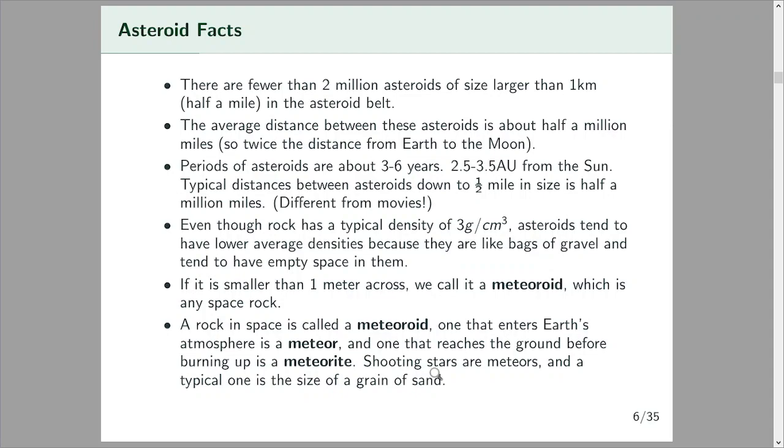Shooting stars are meteors, and a typical one is the size of a grain of sand, the kind of shooting star that you might see or try to make a wish on. It's very tiny.